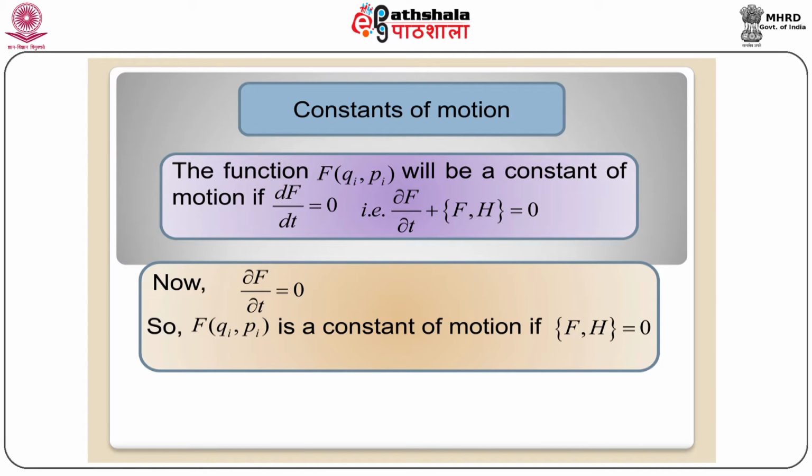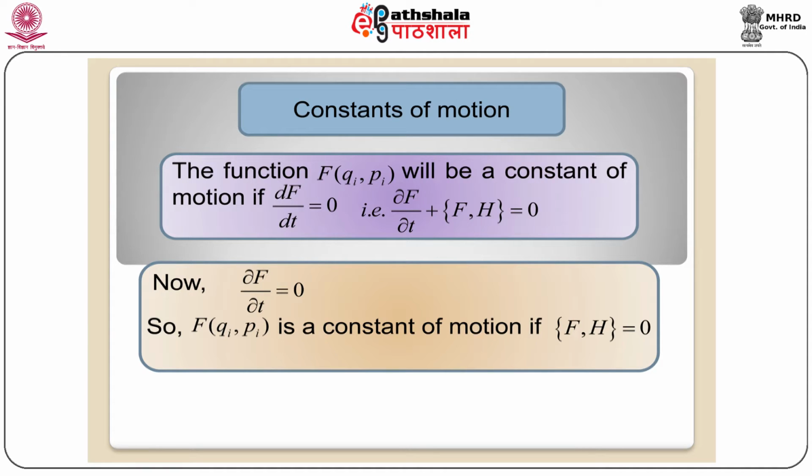Now, constants of motion. By a constant of motion, we mean a function in the phase space which is independent of time and whose value is constant for any particle or point. Let capital F, function of small qi and pi in the phase space, be a constant of motion if d/dt of capital F equals 0.